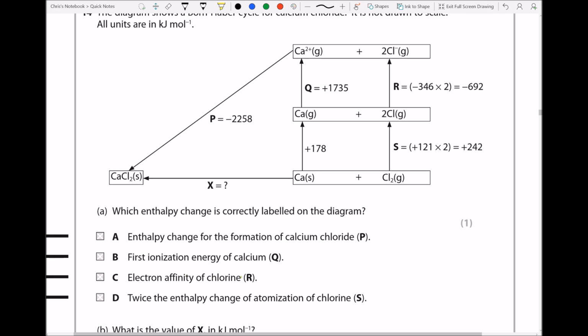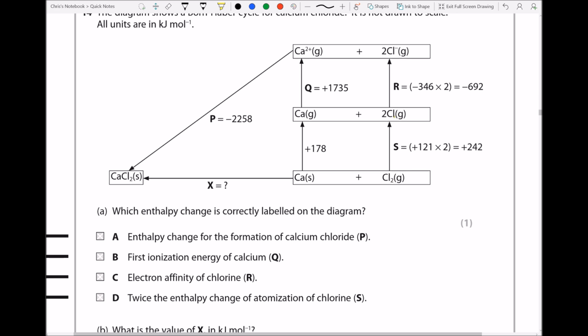C, electron affinity of chlorine, which is R. Again, no, because electron affinity of chlorine would be just 1 electron to 1 atom. This is showing adding electrons to both chlorines. So that isn't the electron affinity of chlorine, so that isn't right. So by process of elimination, D is obviously right, but let's have a look at it. Twice the enthalpy change of atomization of chlorine. There it is. And yes, that's exactly what you would get.